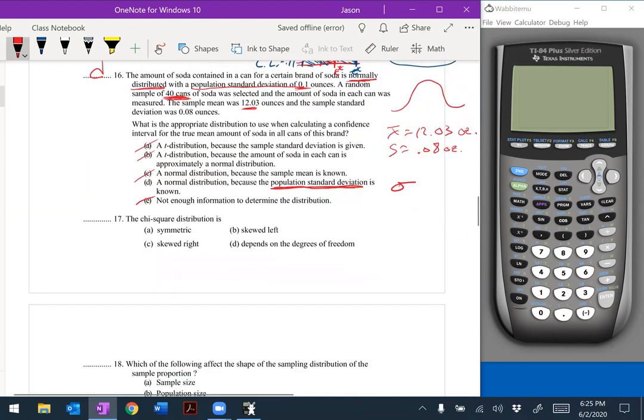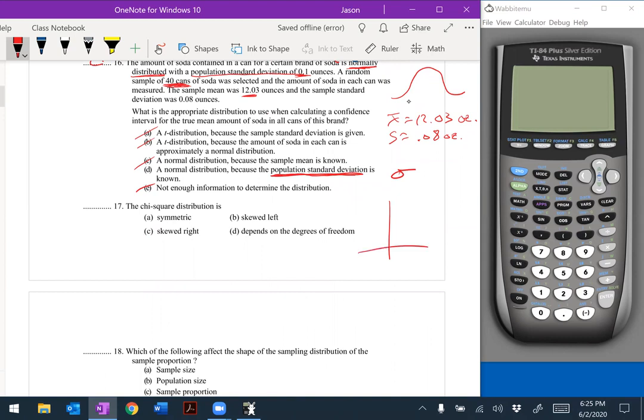Okay, number 17. The chi-square distribution is what? Well, one of them looks like this, but there's a bunch of them. There's a family of these depending upon the degrees of freedom, right? So is it symmetric? No way, Jose. Is it skewed left? No, it is not skewed left. Is it skewed right? Does it have a right tail? Yes, it is skewed right. So C and D are correct.